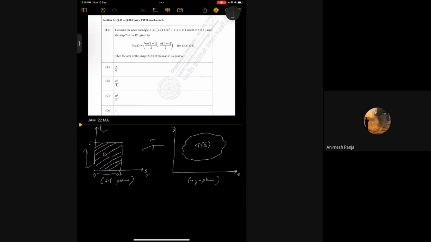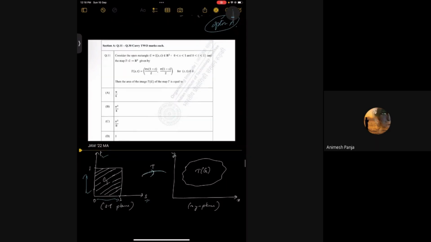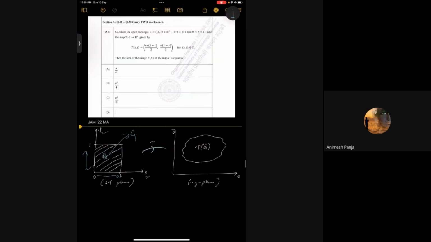And we are given a certain transformation T, given by T of (s,t). Look at the question: T of (s,t) is (pi s (1 minus t)/2, pi (1 minus s)/2) for (s,t) belonging to G. We are asked to find what the area of the image T(G) is.